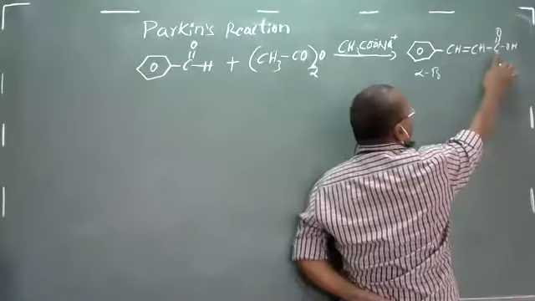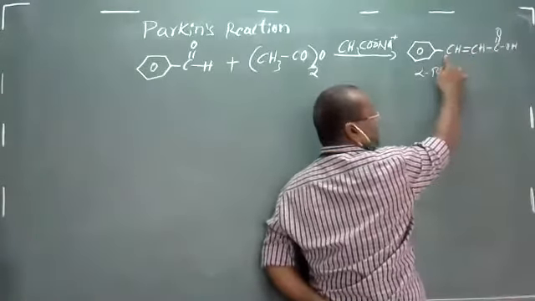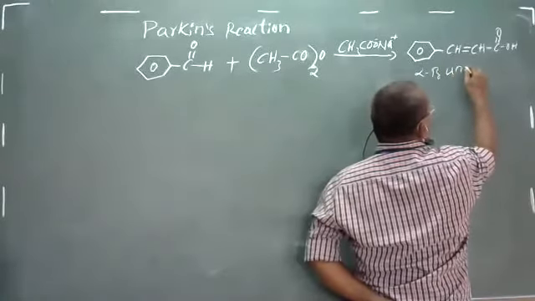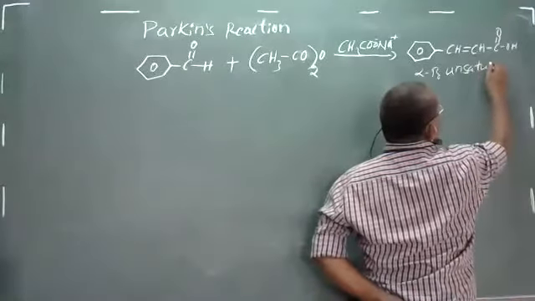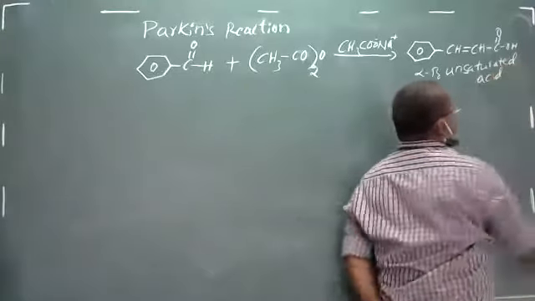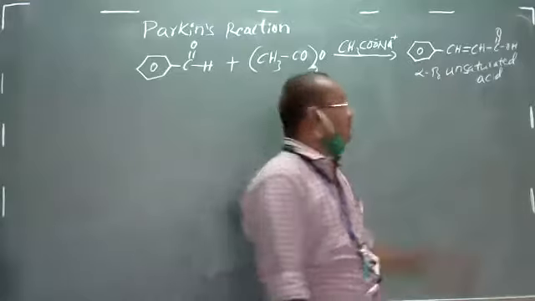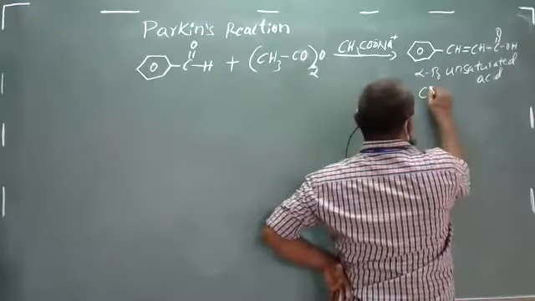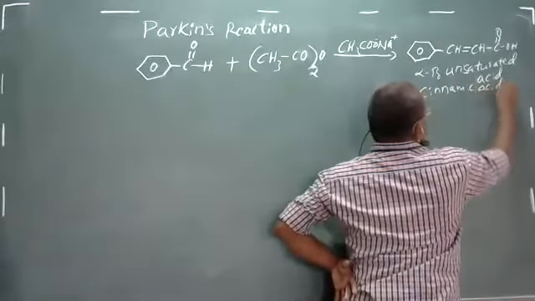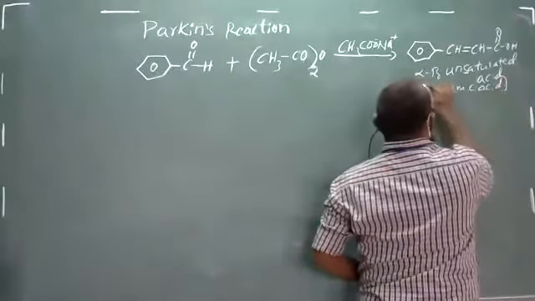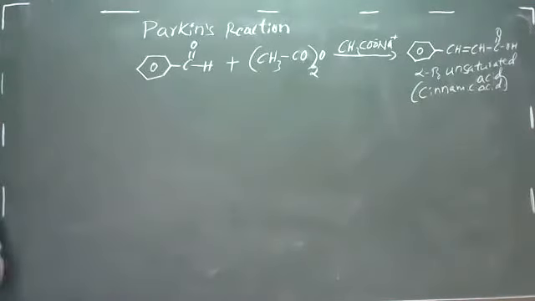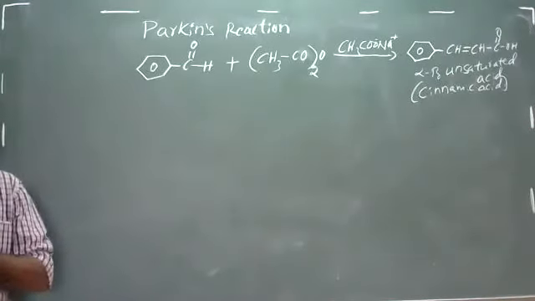So this is a functional group, that is carboxylic acid. This is alpha carbon, this is beta carbon, and here alpha beta unsaturated acid is formed. Alpha beta unsaturated aromatic acid is commonly called cinnamic acid. A benzene ring with alpha beta unsaturation attached to it and a carboxylic group is called cinnamic acid.